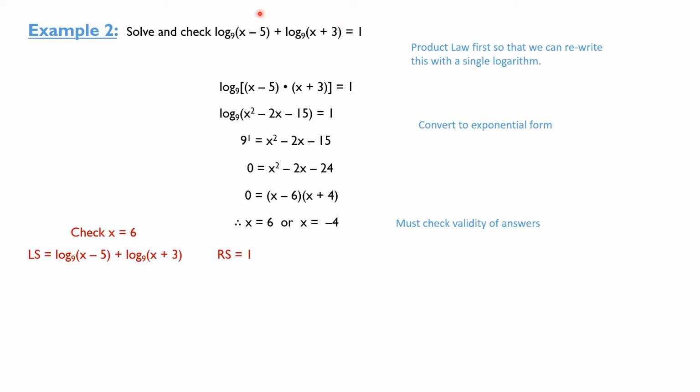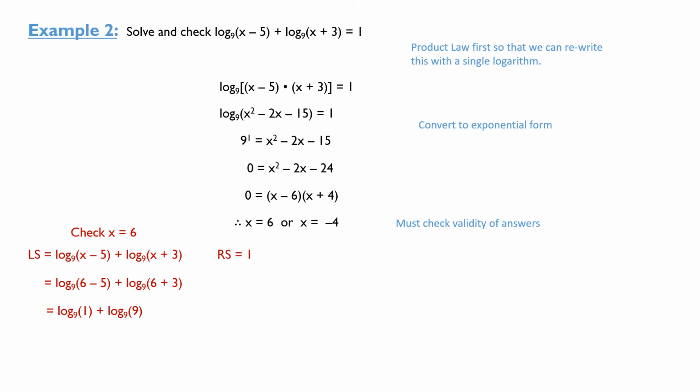You always check in the original equation, never down here, because if I made a mistake and I check into my mistake, I won't catch it. So I want to check down here. Wherever I have an x, I'm going to put a 6. There we go. Now we just take care of those little brackets. We get log base 9 of 1 plus log base 9 of 9.